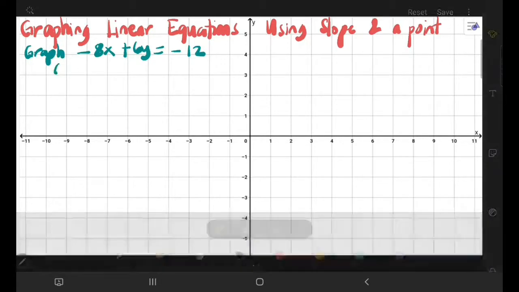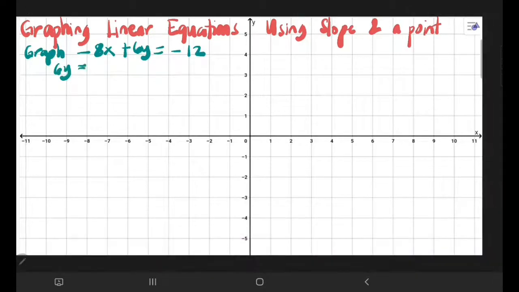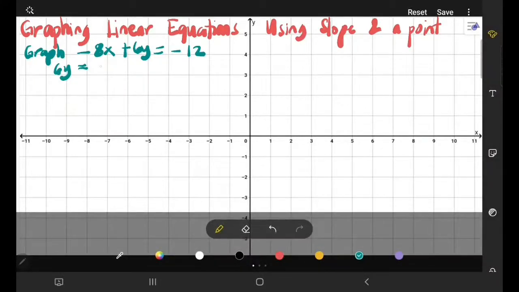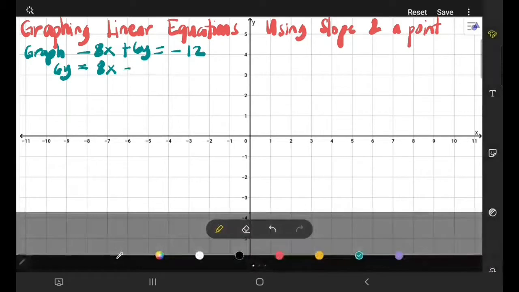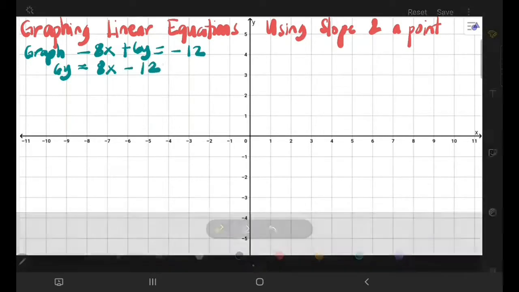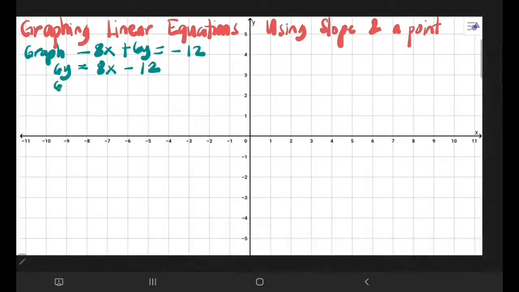So remain 6y on the left side. And then we need to transpose negative 8x. So that becomes 8x minus 12. And then you divide each term by 6 to get y. Divide 8x minus 12 over 6. So 6y divided by 6 is y.